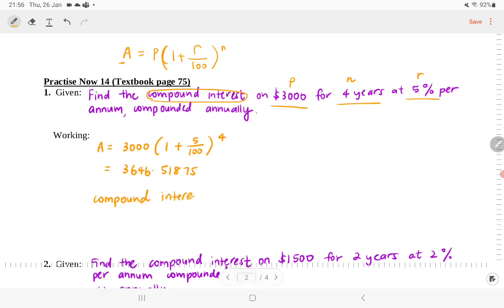So the compound interest itself will be this, minus away the principal amount, which will give me this. Money will be 2 decimal places, so I'll put it as 52, corrected to 2 dp. So that's your answer.